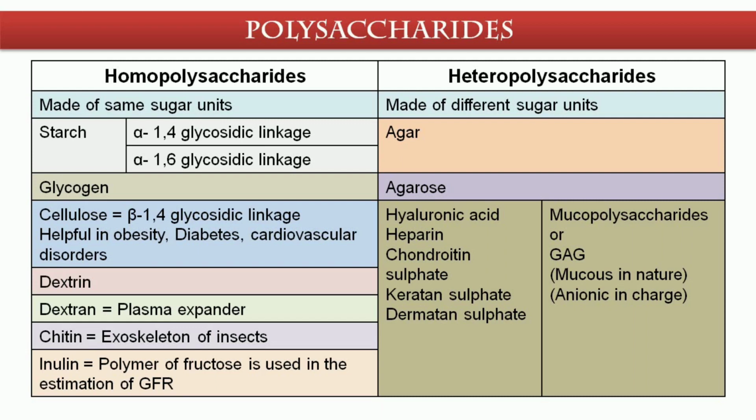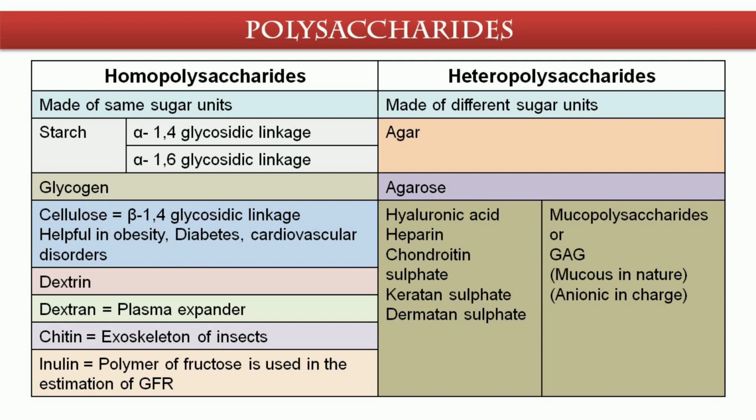And in heteropolysaccharides, we have agar, agarose, hyaluronic acid, heparin, chondroitin sulfate, keratan sulfate, dermatan sulfate. In starch, we have two types of glycosidic bond, that is alpha 1,4-glycosidic bond and alpha 1,6 glycosidic bond.